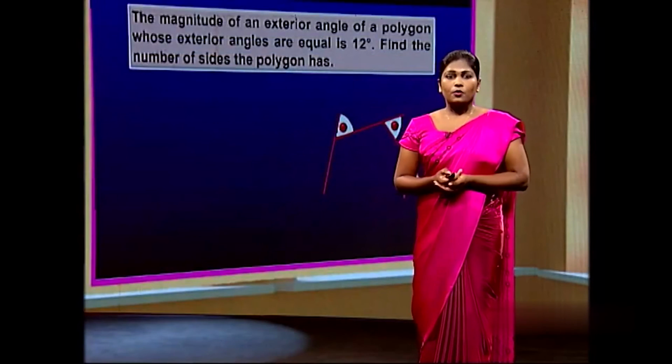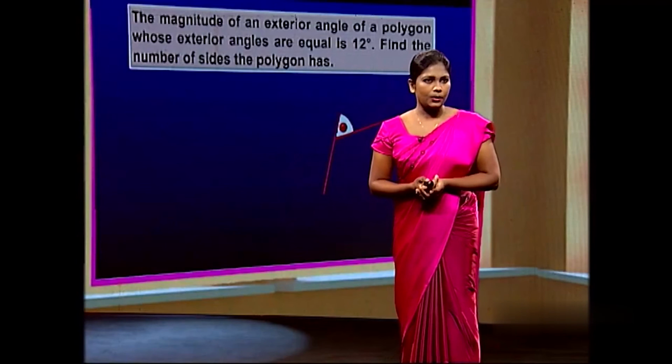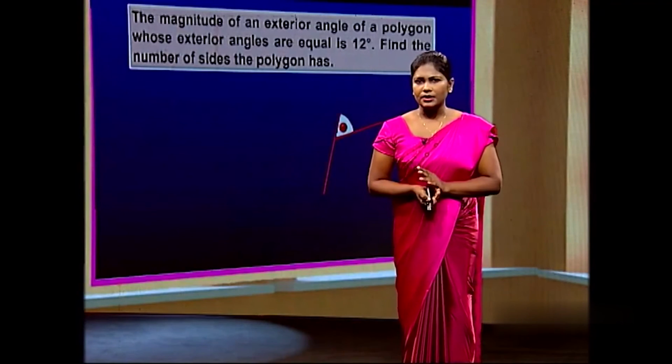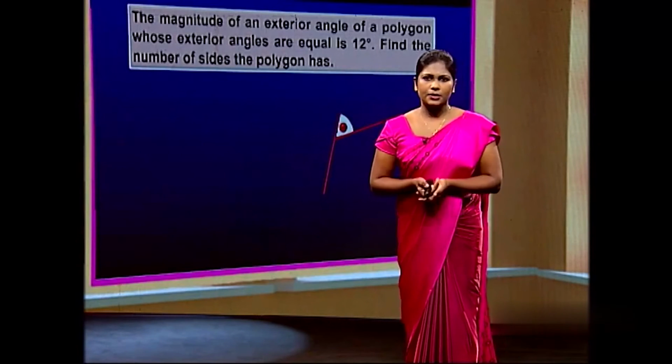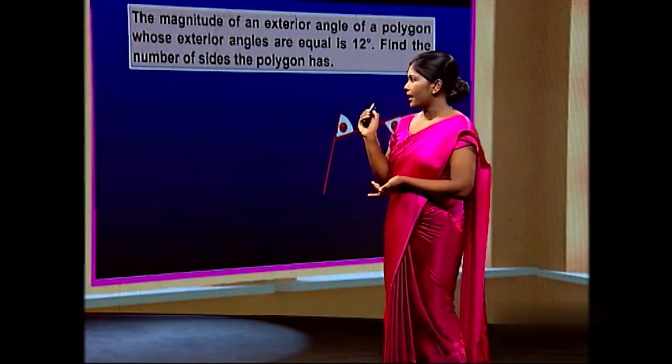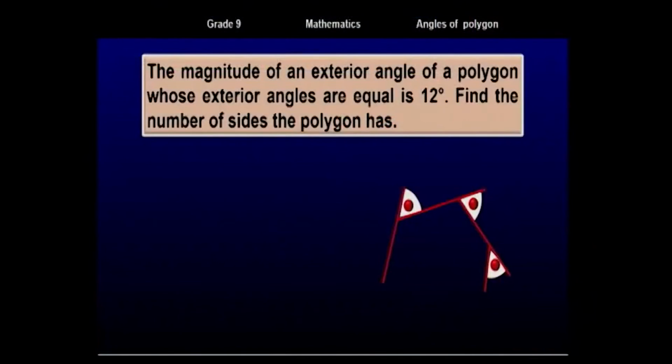So, we have to discuss another question, a little bit different from the other questions. What is the difference from the others? Look at that, read the question. The magnitude of an exterior angle of a polygon whose exterior angles are equal is 12 degrees. Find the number of sides the polygon has. Now you have to find the number of sides.